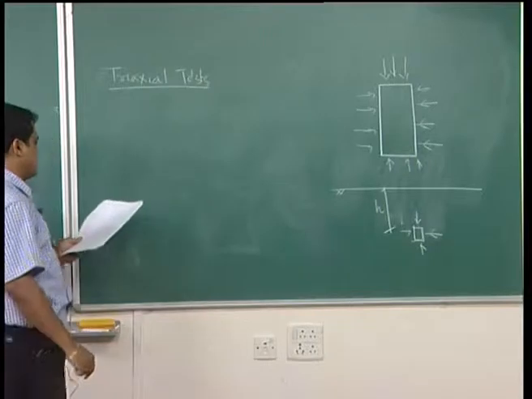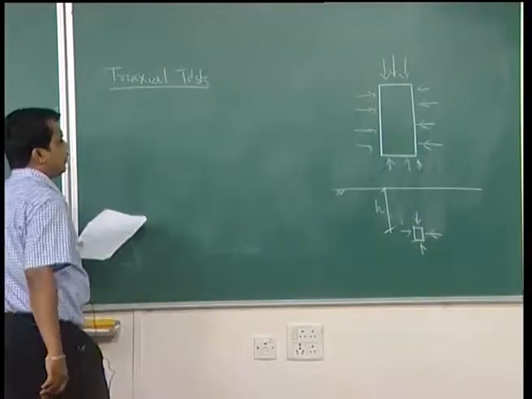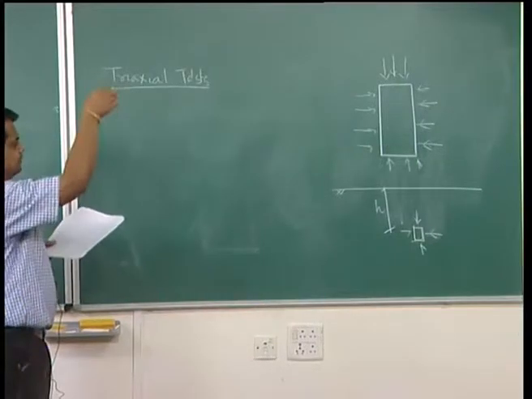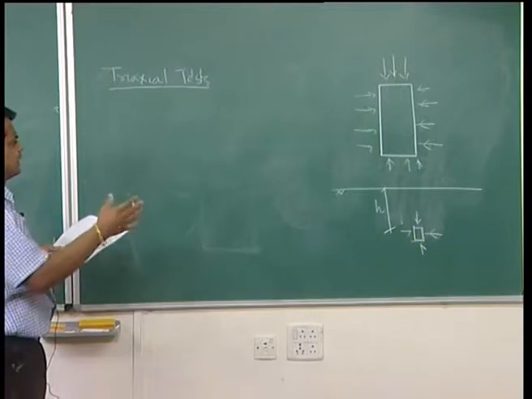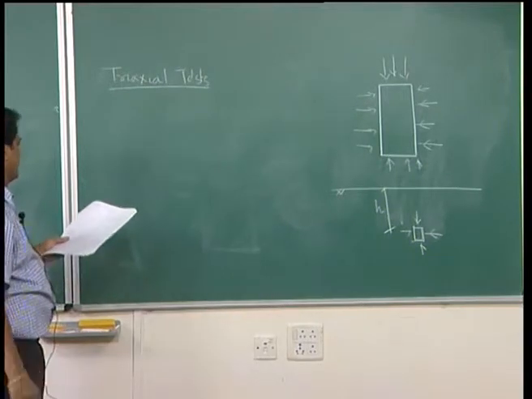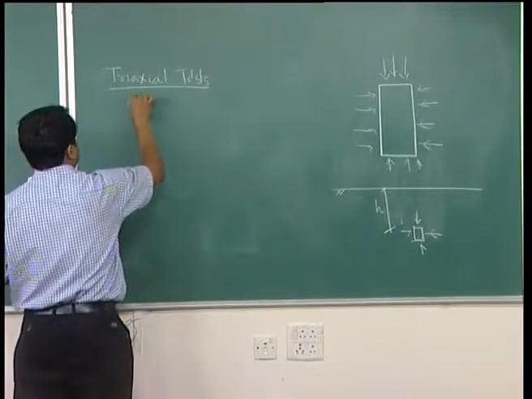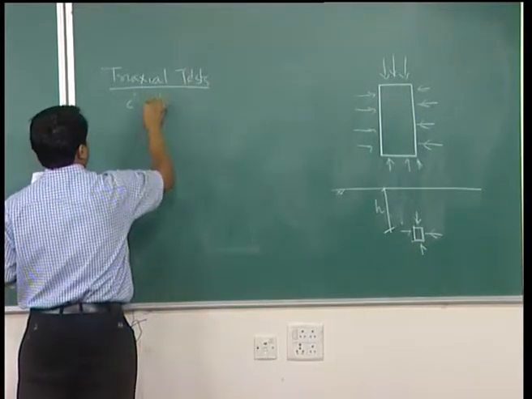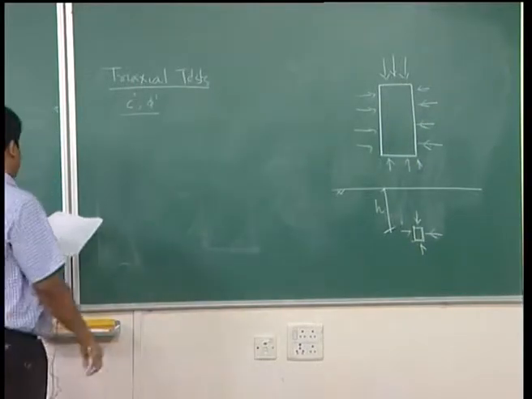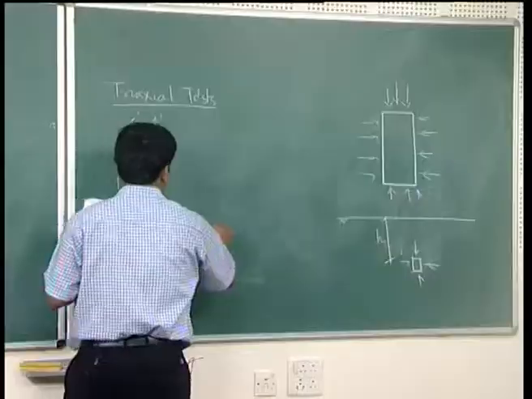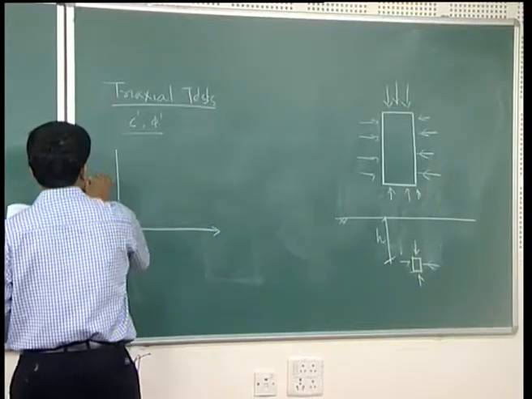So, what are you supposed to get in the triaxial test? Before I explain the triaxial test equipment and how this test has to be performed, what parameters are you interested in finding out? One is c prime, the other is phi prime: cohesion and angle of internal friction. The process is the same, you can observe stress versus strain.